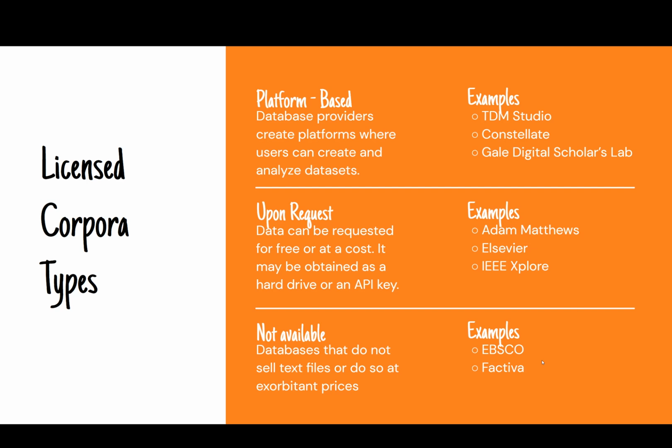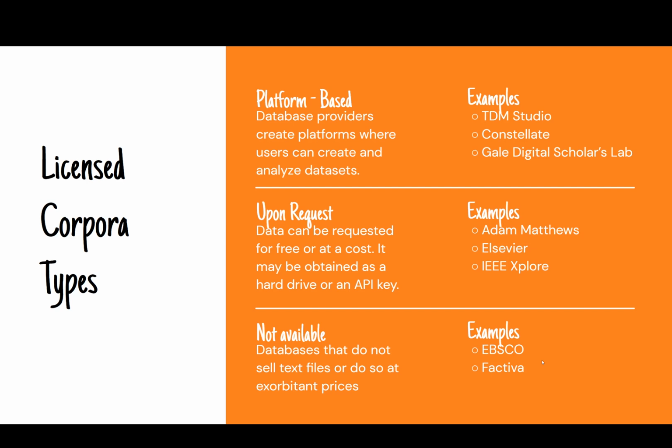So these are platform-based. As I said, we have access to TDM Studio, which is most of the ProQuest content. We have the Gale Digital Scholar Lab. And then Constellate has sort of like two parts, and there's a part that is open access, so you can create your data sets from most JSTOR content. So it's pretty good. Then we have the ones that are like upon request. So platform-based, most of the time, you don't even need to talk to a librarian.